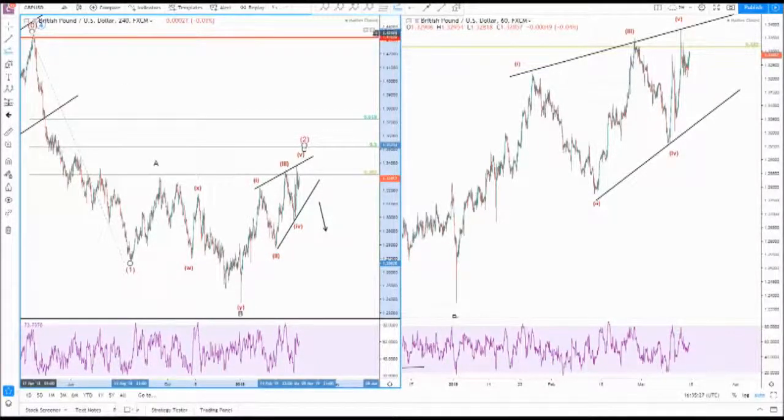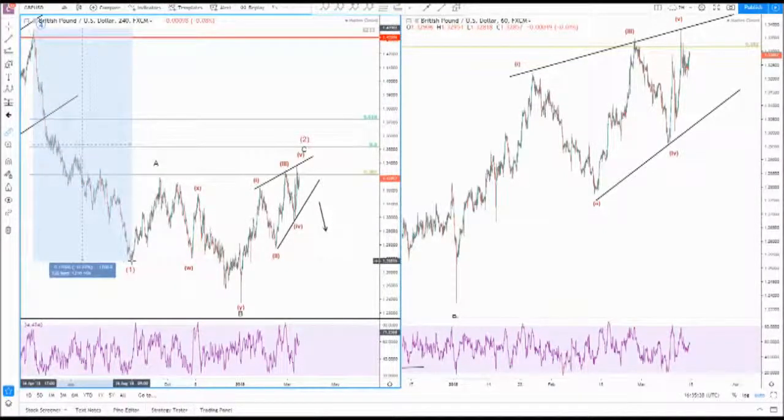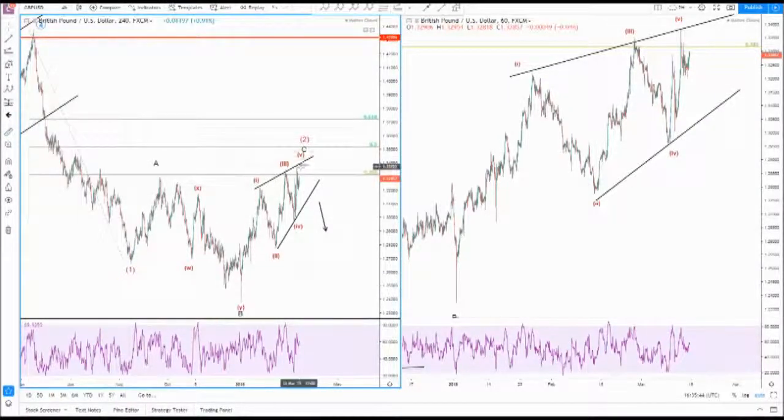I'll just quickly take the length of wave 1. Actually, sorry, bear with me. I'm going to actually measure it here. So that was, is that 1700 pips? So the potential downside here could be at least 1700. So it could take us way below 120.